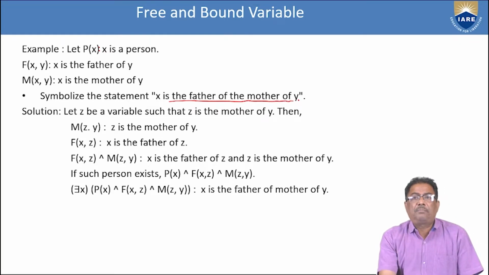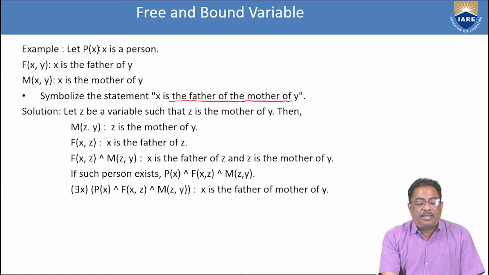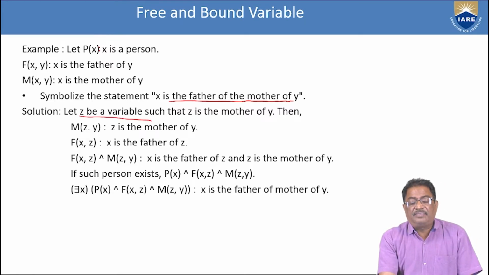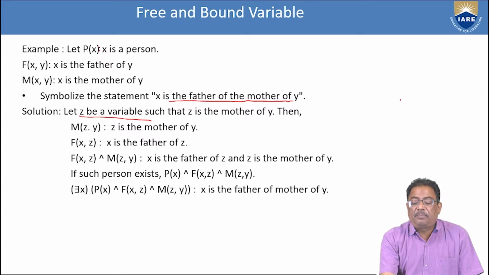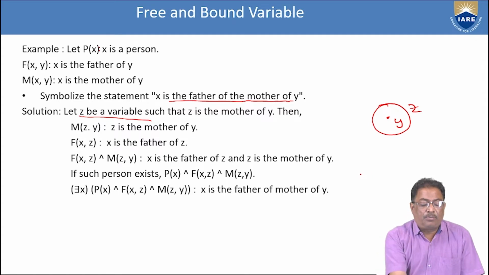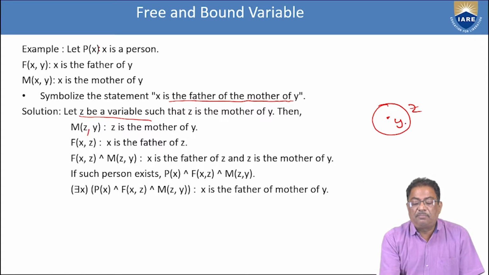We are going to write the symbolic form of the statement: x is the father of the mother of y. Let us take one variable, z, such that z is the mother of y. So M of z comma y means z is the mother of y, and F of x comma z is nothing but x is the father of z.